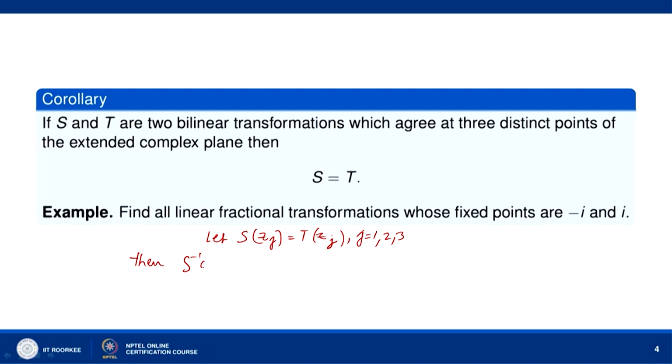let us consider the composition mapping S inverse ∘ T, because when S is a bilinear transformation, then S inverse is also a bilinear transformation, and the composition of two bilinear transformations is also a bilinear transformation. So S inverse ∘ T is a bilinear transformation, and this will be equal to S inverse T(zj). So this is equal to T(zj) = S(zj), so S inverse S(zj).